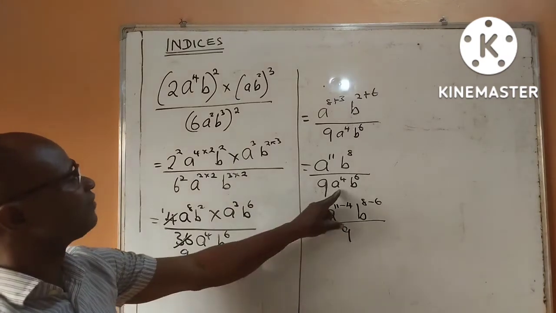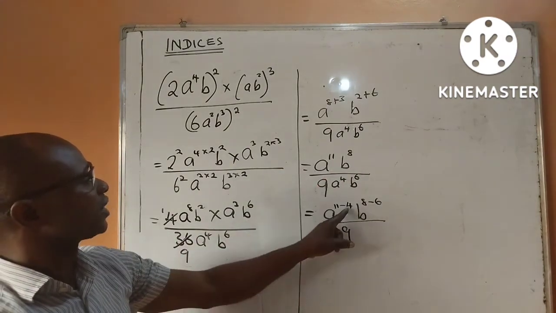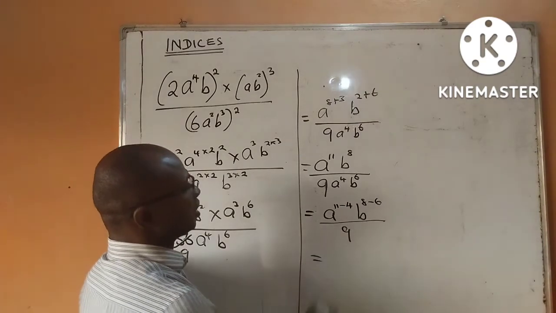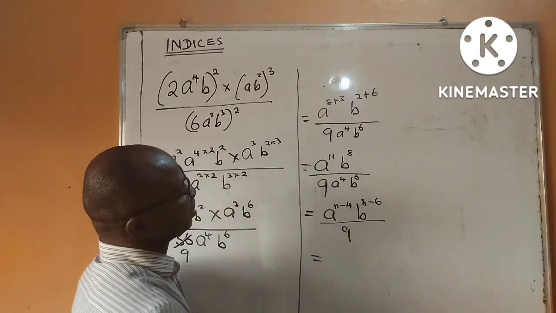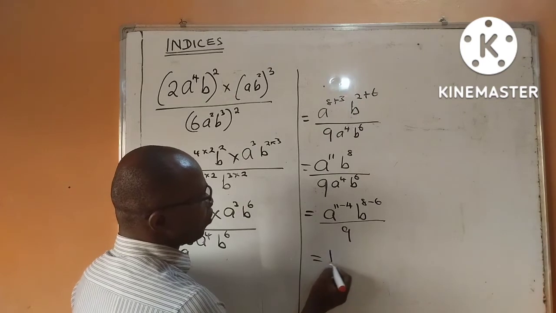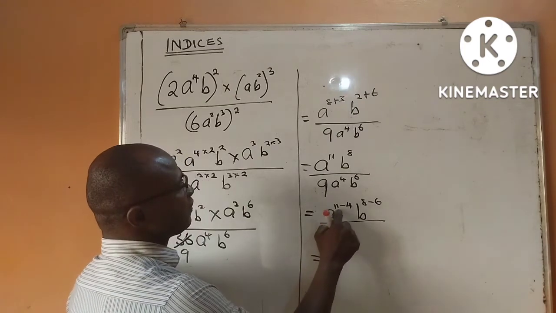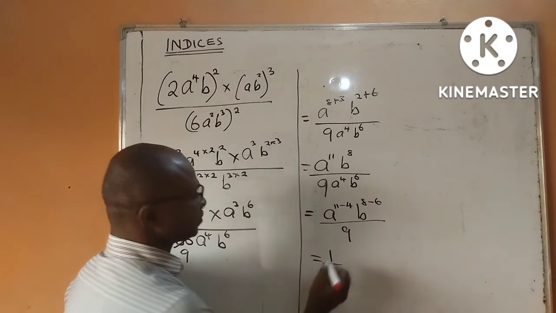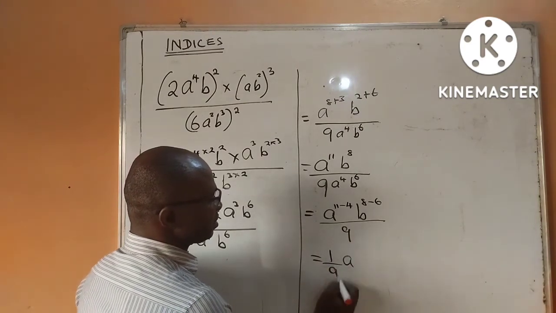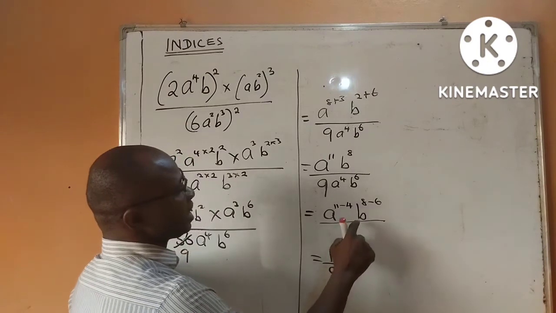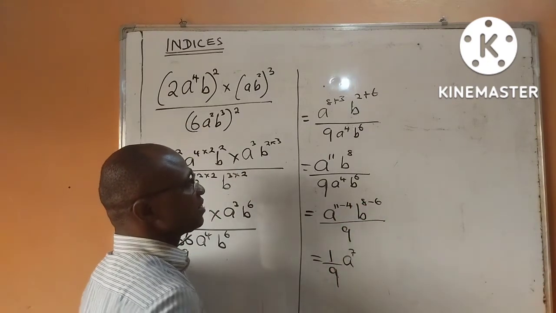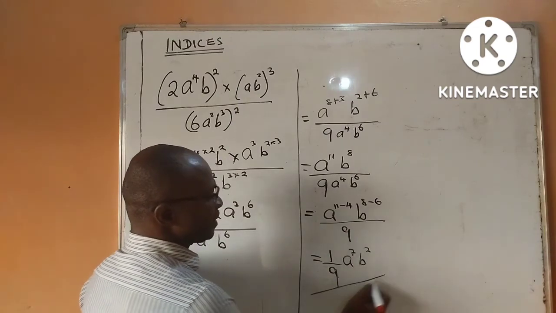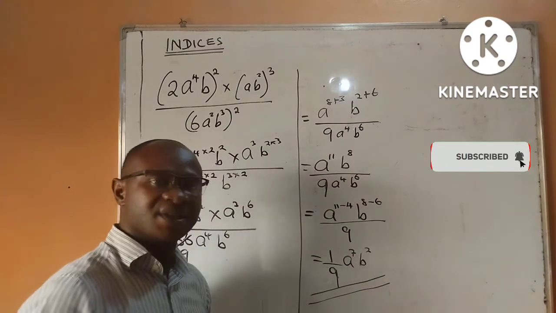So I have moved this up to get subtracted from the powers on a and b respectively. So I will now have 1 all over 9, then 11 minus 4 is going to give me 7. That is now a raised to the power 7, and the 8 minus 6 will give me b raised to the power 2. Final answer.